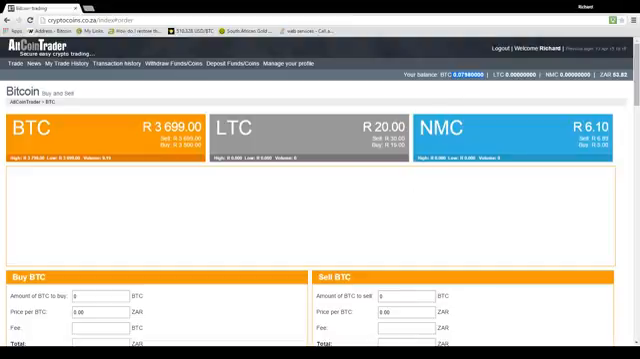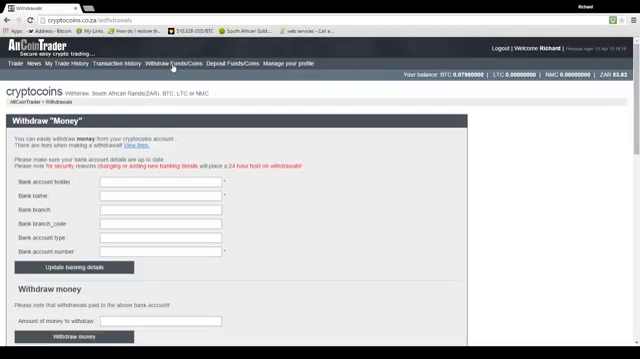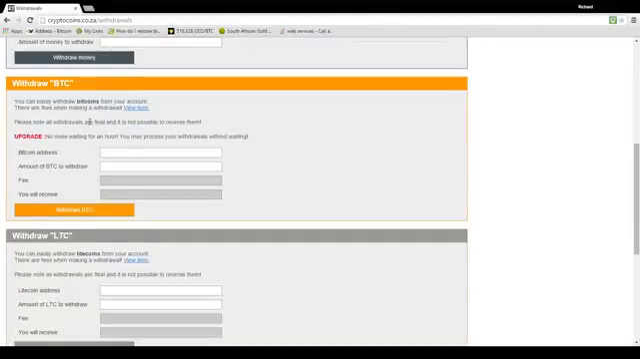Okay, so now that we've got this Bitcoin, I want to pay, for example, a subscription, or I want to send this money somewhere. What I do is I go to withdraw funds or coins. Okay, now you can see here's where you can withdraw money, but we are going to go to withdrawing BTC. So we put in our Bitcoin address. Now make sure that you get the Bitcoin address correct. It's important. If you send this money to a place that you don't want to send it, it cannot be reversed.